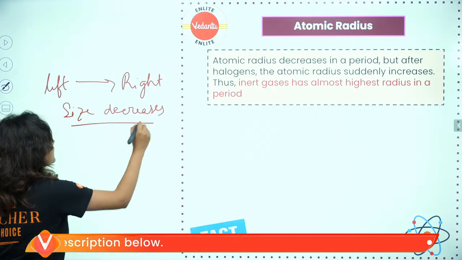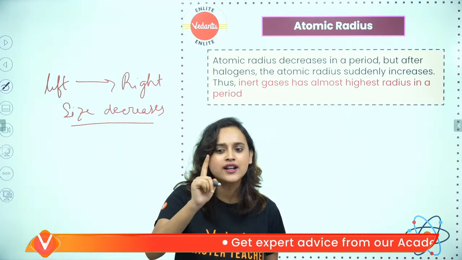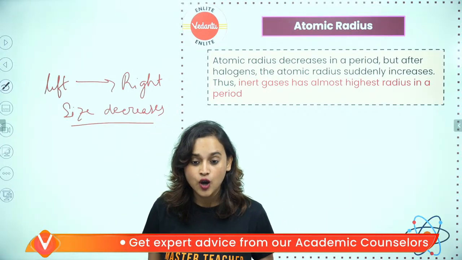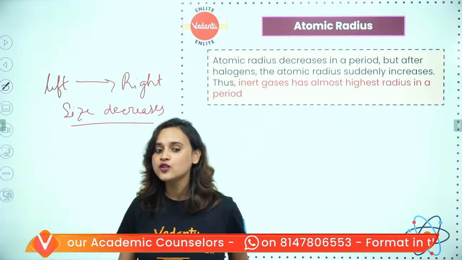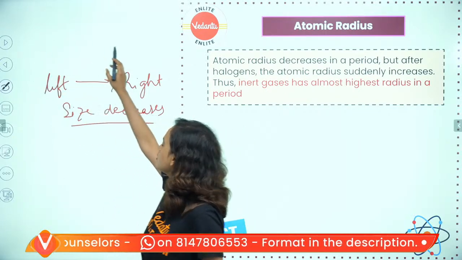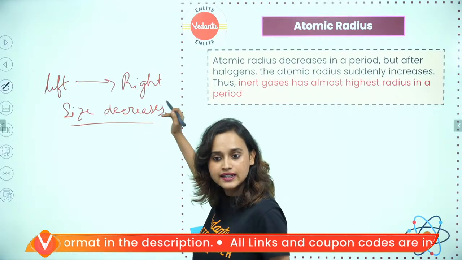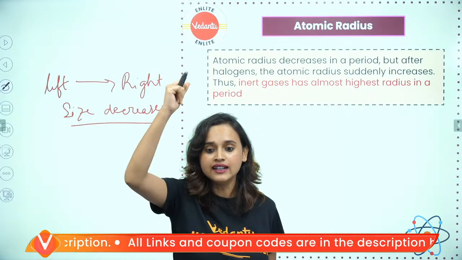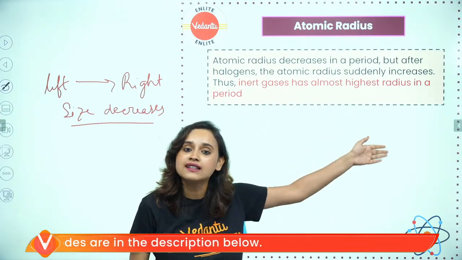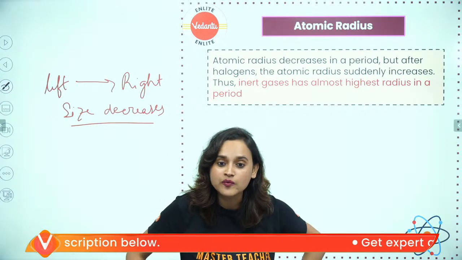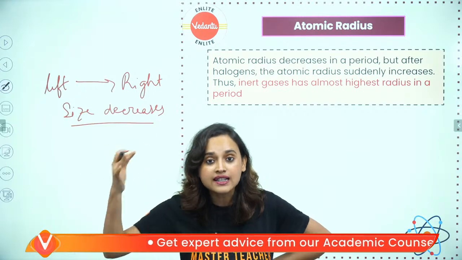So we can say here that size decreases. But did you know that we are able to see one twist? What is that twist? The twist, my dear student, is that as you go from group 1 to group 17, you see that size decreases, decreases, decreases, and then suddenly there is a sudden increment in the size when it comes to the noble gases. Why is that so? Why do the noble gases have the bigger size?